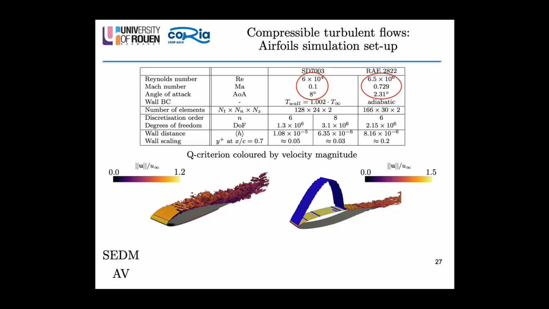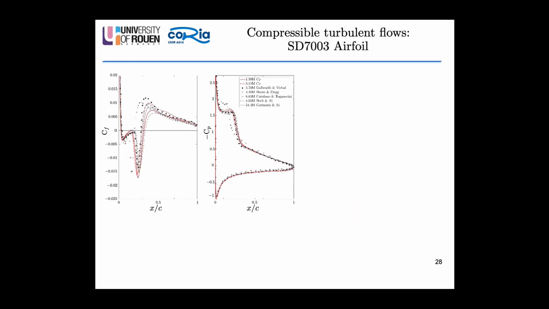So in the first case, we are just interested in studying the behavior of the spectral dynamic model for more complex geometries. And of course, since we are almost in incompressible conditions, there's no need of artificial viscosity. In the second case, instead, we want exactly to study the interaction between these two models being simultaneously active for this configuration.